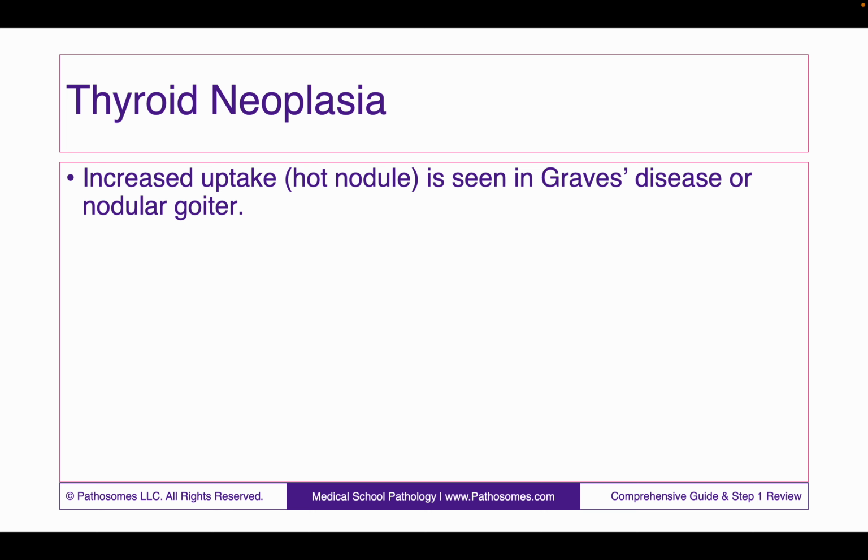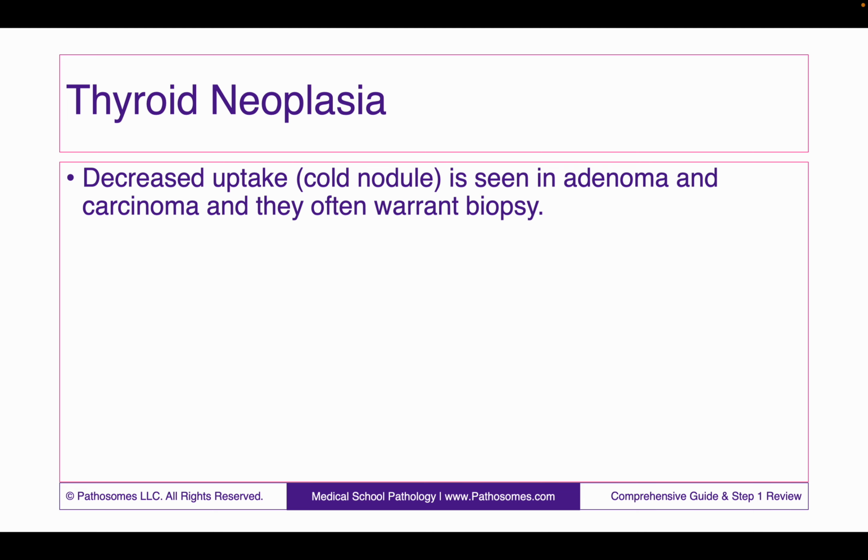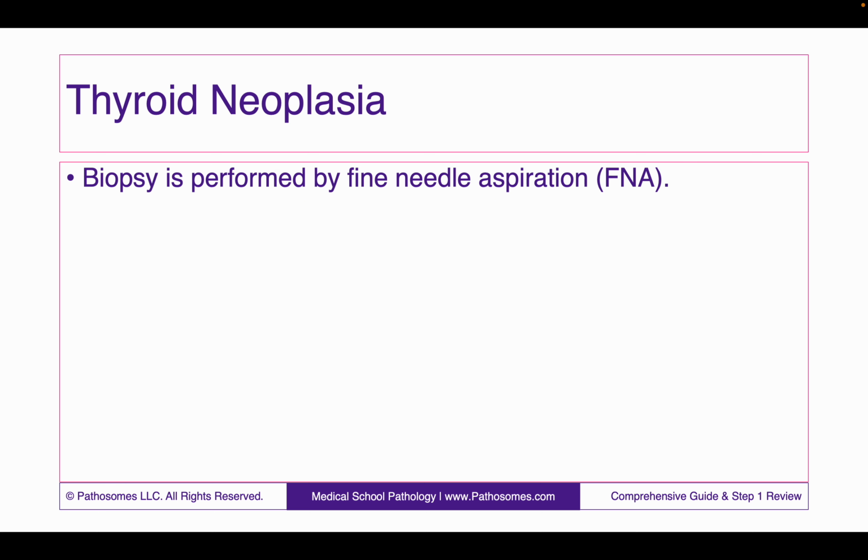Increased uptake is a hot nodule, and you can see that in Graves' disease or a nodular goiter. Decreased uptake or cold nodule is seen in adenoma and carcinoma, and they often warrant a biopsy. Biopsy is typically performed by fine needle aspiration.